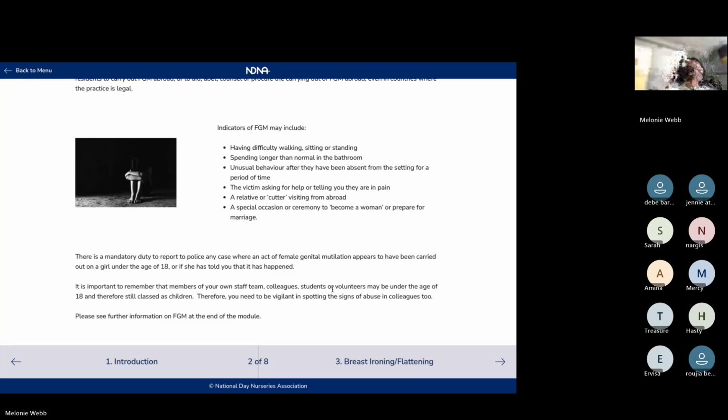So for us, obviously we're looking at early years, but what this is saying is you have a duty of care to one another to be able to spot those signs, because it does still happen in adults. It also happens in our students. We might have volunteers who are under the age of 18 that could be experiencing those things.